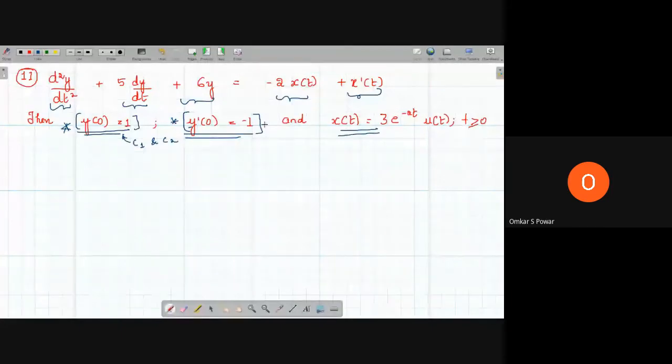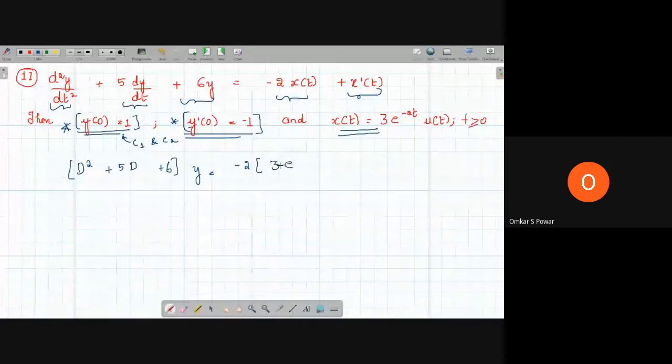Okay, so how can we write (D² + 5D + 6) y is equal to minus 2 into x of t? What is your x of t? 3e^(-2t). What is your x dash of t? Differentiation of this one. So d by dt of x of t, 3e^(-2t).